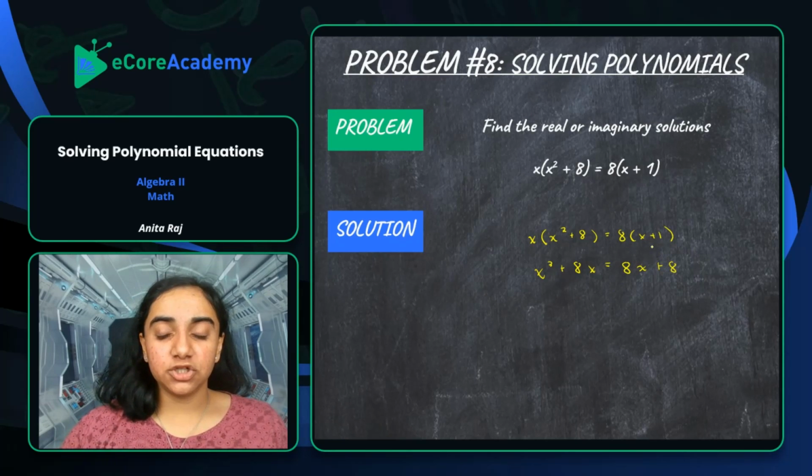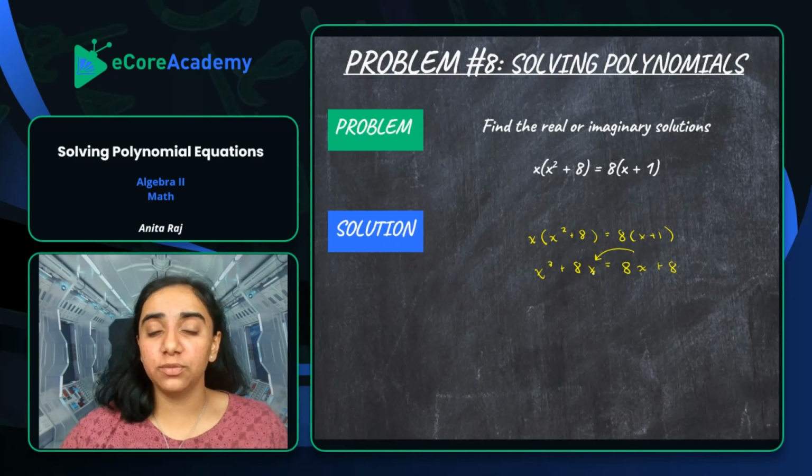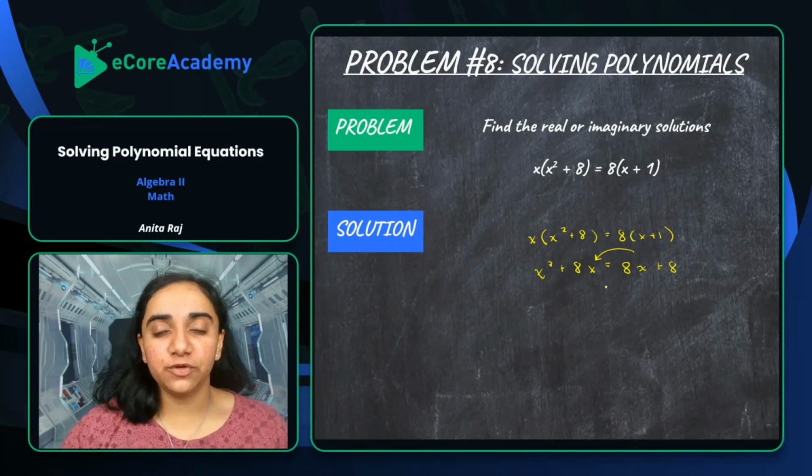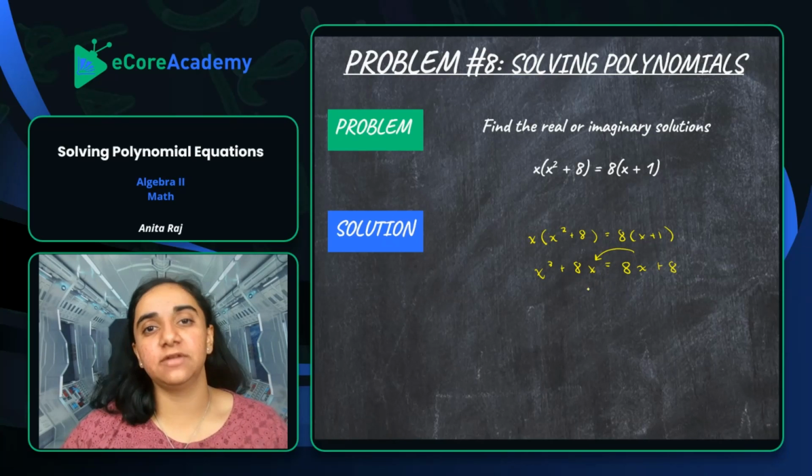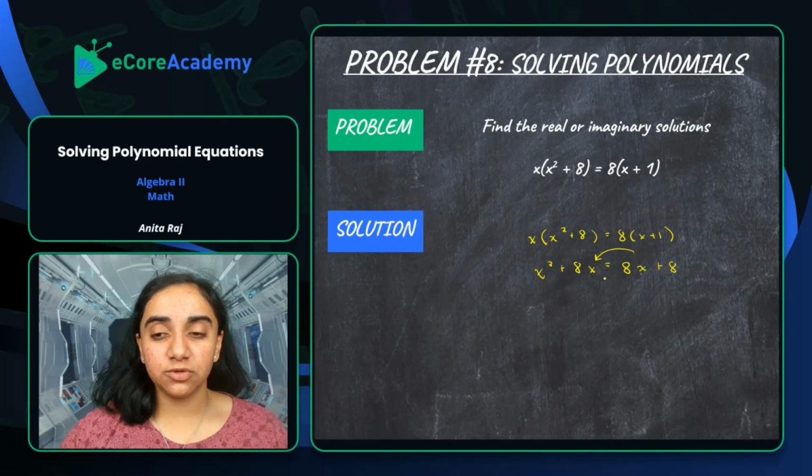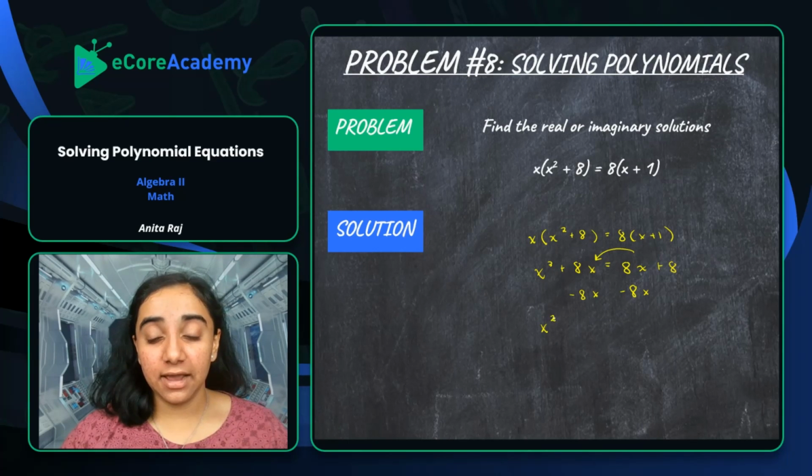Then we're going to try to move everything to the left side so that we can set this polynomial function p of x equal to 0 so that we can factor. So we're going to subtract 8x from both sides, and that cancels out the whole 8x term. Then we subtract 8 from both sides. We end up getting 8x cubed minus 8 equals 0.